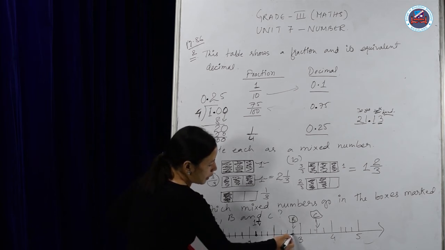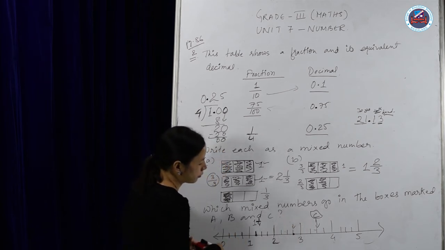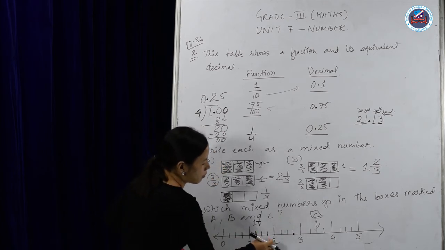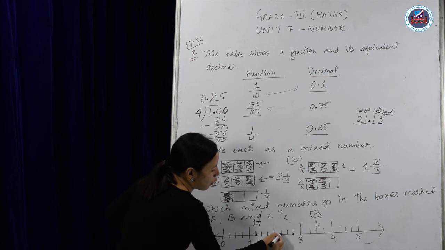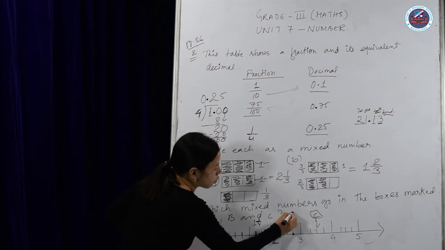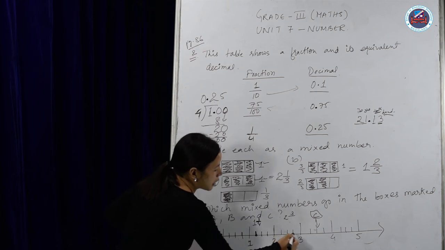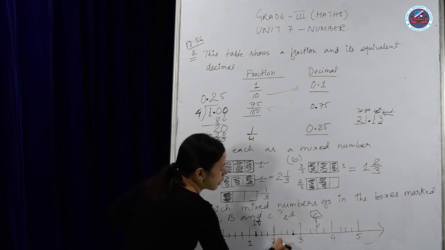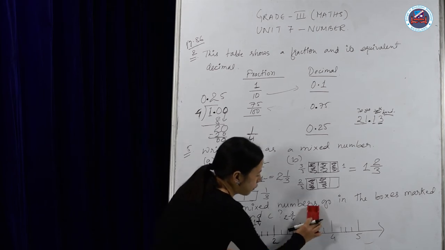Now here for this B, for this mark, how do we find the mixed number? Now this B mark comes after this 2, so that will be your whole number 2, and then it falls at 1, 2, 3, the third mark, so 3 by, and your bottom number will be, since in between every number there are 4 marks, so 4. Okay, and then for this C, how do we find?